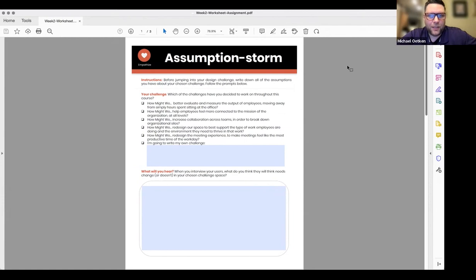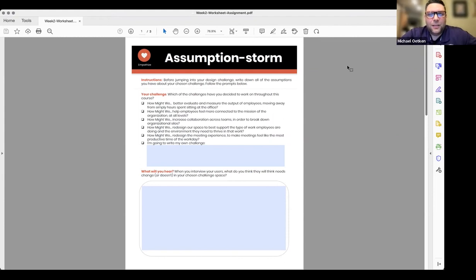The other thing that you'll be working on this week is this week one worksheet. All right, and so this worksheet is geared towards the empathy stage of design thinking. All right, so the first thing you're going to do is figure out a challenge. So that's the first section of the sheet here. They give you some that you can take a look at.